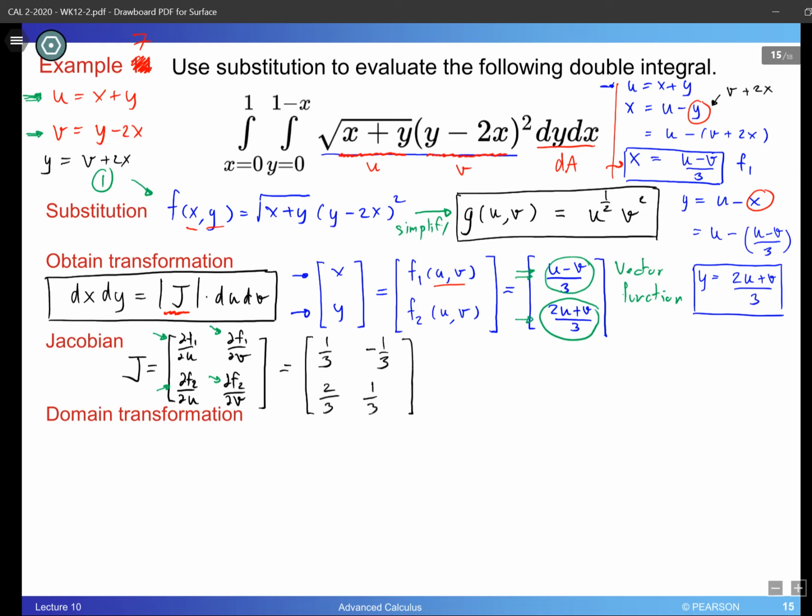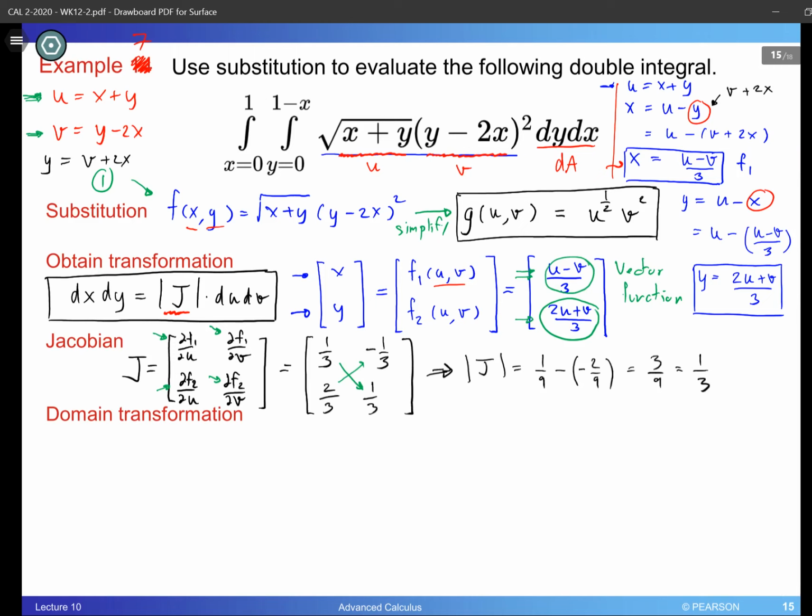And now what we need to do is to find the determinant of this so that we can put it in the formula. So next step, we find the determinant of this Jacobian. Equal to, cross down, that is 1 over 9. So we have 1 over 9 for the first term, and then cross up, minus 2 over 9. So it's going to be minus the cross up, which is the minus 2 over 9. So here we have this 3 over 9, or you can say it's 1 over 3. And that is the Jacobian determinant.